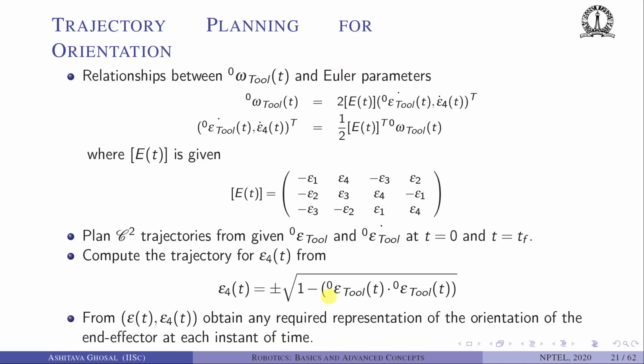Okay, so from epsilon(t) and epsilon 4(t), obtain any required representation of the orientation of the end effector at each instant of time. So if I want to show you the Euler angles, I can obtain them from epsilon 1, 2, 3 and 4. I can also obtain the rotation matrix or even the axis and angle.